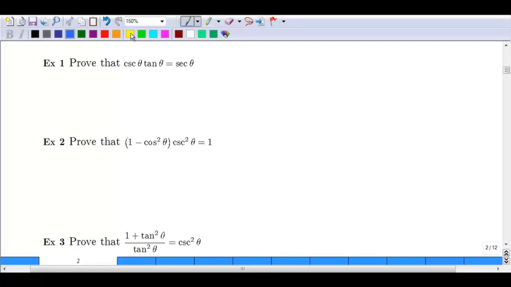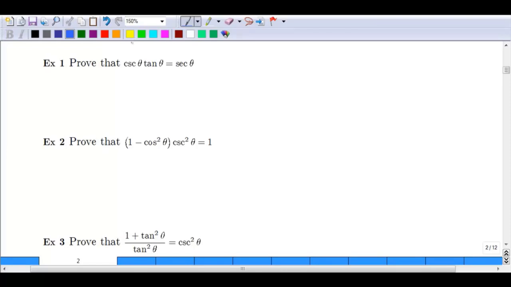This is the second video in the lessons for section 13.1. So far we've gone over the trig identities and some of the definitions for trig functions and the methods of proof. Now we're going to implement those methods and try to work through some of these examples.